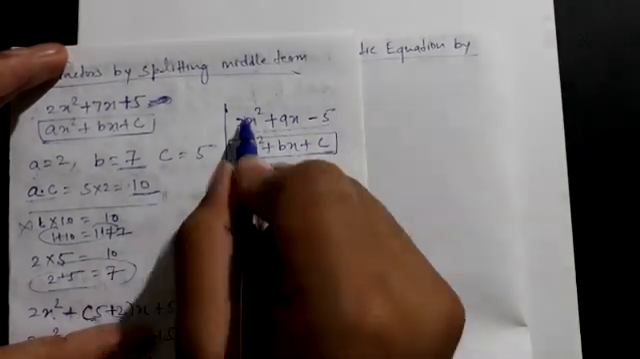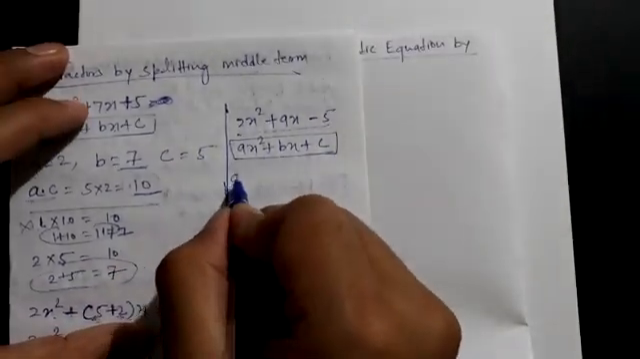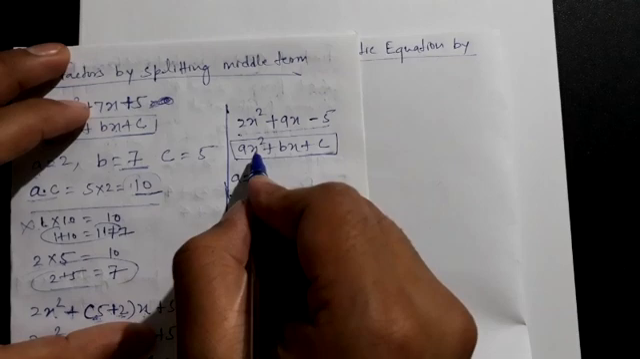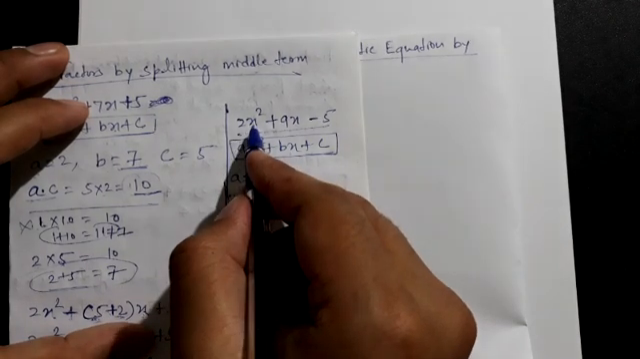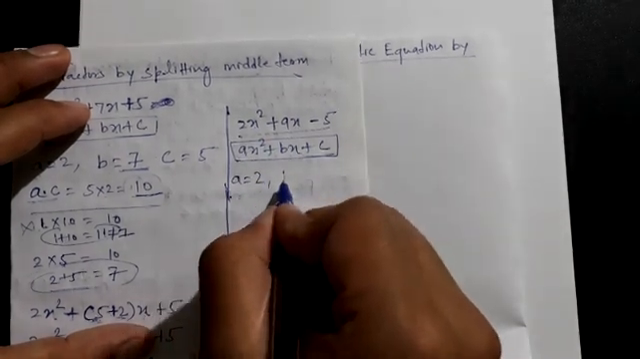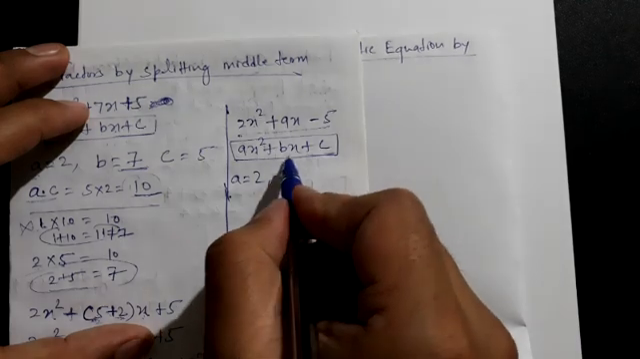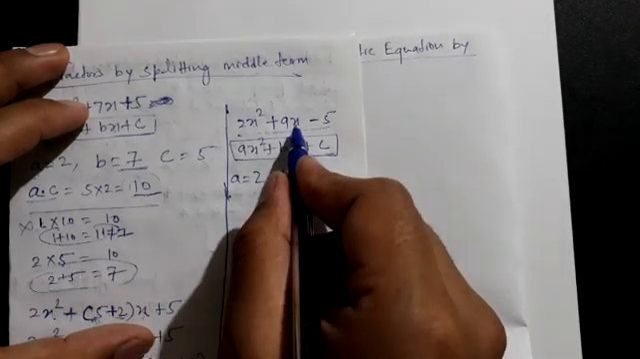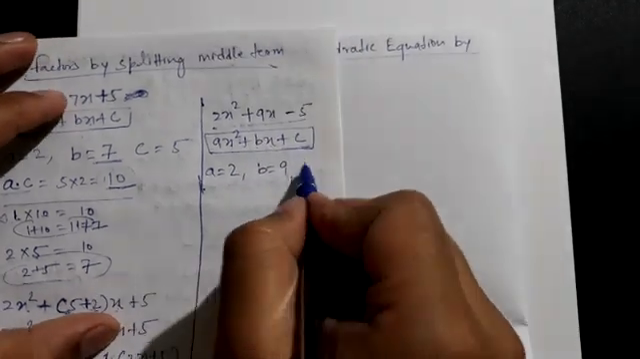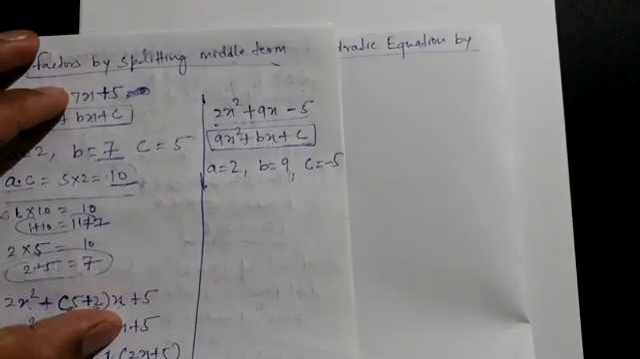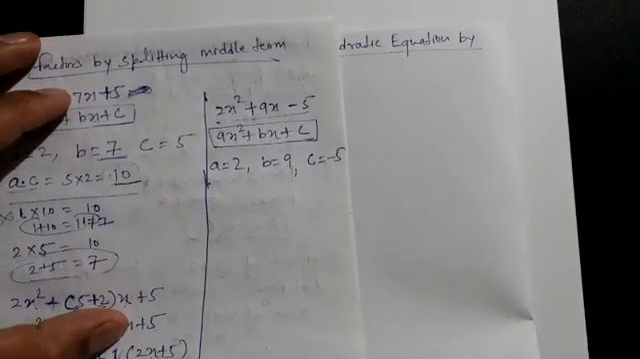Okay, so as you compare these two polynomials, tell me what will be the value of a. So a is the coefficient of x squared. The coefficient of x squared is 2. Okay, the value of b: b is the coefficient of x, here 9, and our c will be minus 5. Getting this now? The constant term is minus 5.